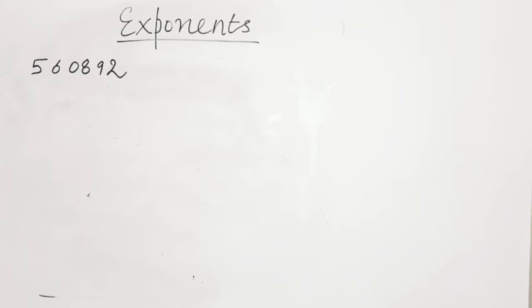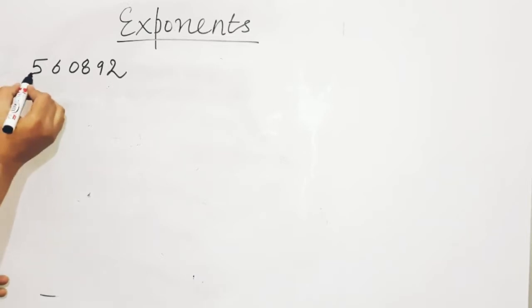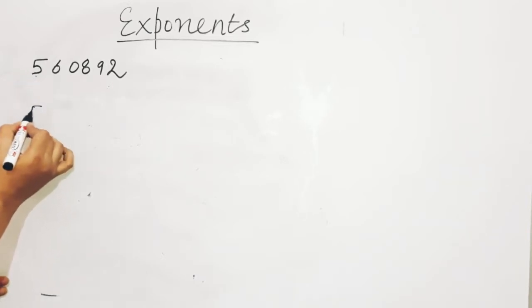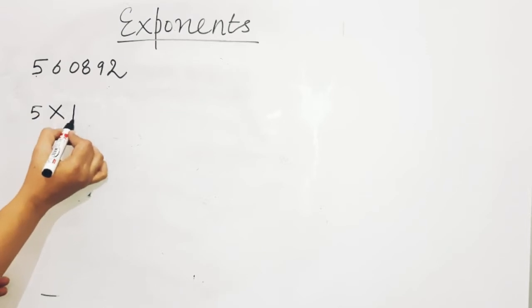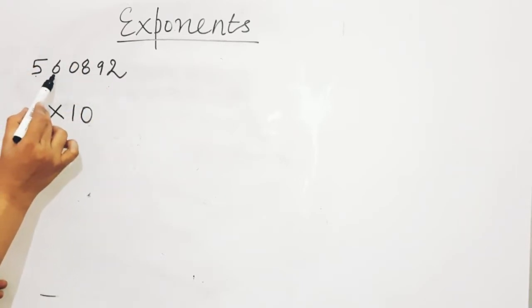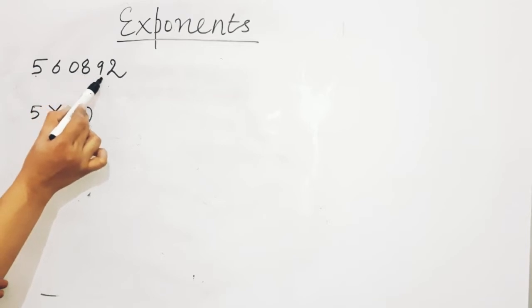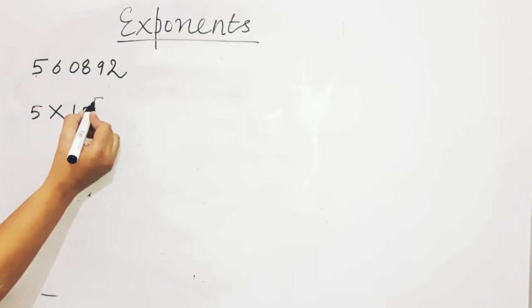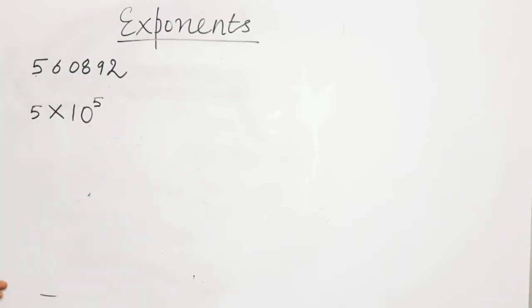We are going to express this number in expanded form as: this is the first digit, 5, multiplied by 10 to the power of. Now from where will this power come? We have to count the numbers. Leaving 5, how many numbers are there? 1, 2, 3, 4, 5. So 5 multiplied by 10 to the power of 5.